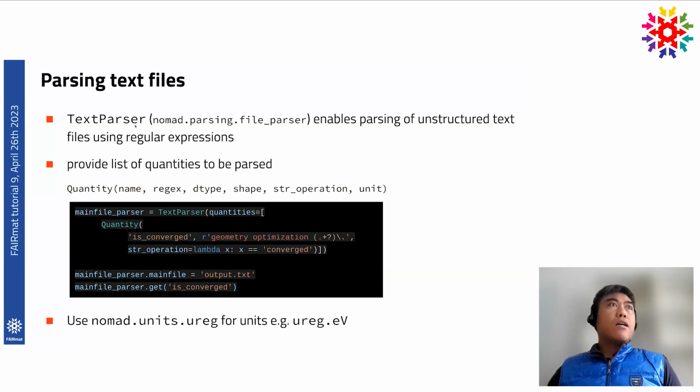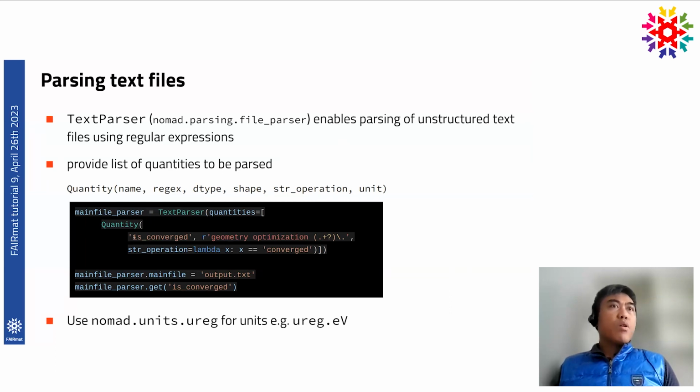We provide a class called text parser, which you can find here, to enable the parsing of unstructured text files using regular expressions. What we need to provide is a list of quantities that are to be parsed. For each quantity, we provide a name, the regular expression to match the output, the data type, shape, a string operation function, which essentially operates on the parsed string, and a unit.